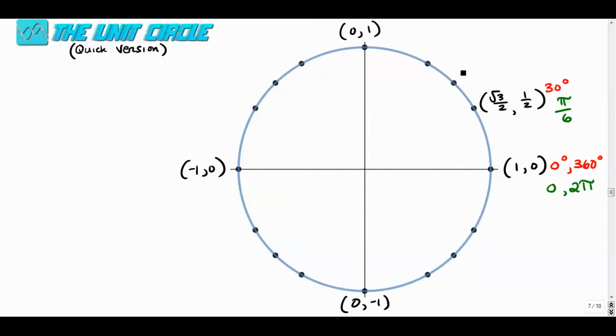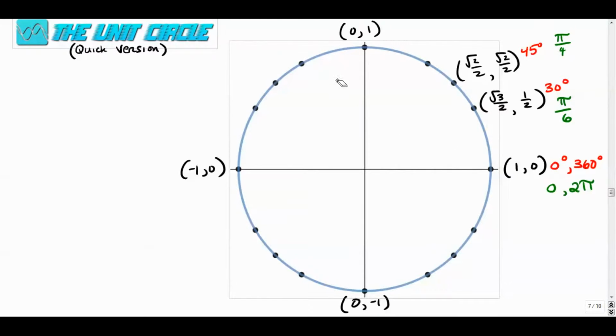As we move along, we encounter this point right here. That point is on the terminal side of a 45-degree angle. A 45-degree angle will create a triangle that's isosceles and right. And this is radical 2 over 2, radical 2 over 2. Those values are coming from the fact that our hypotenuse is 1. So that's at 45 degrees and pi over 4 radians.